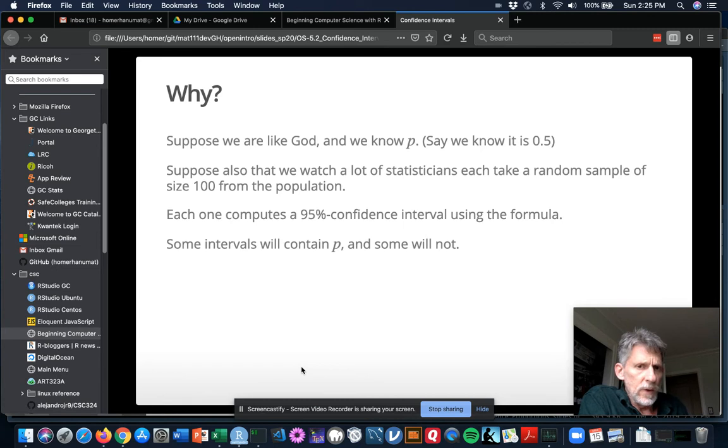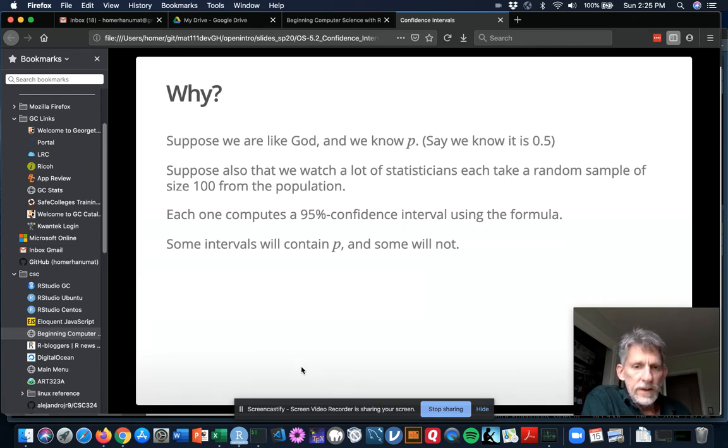I can illustrate why it's so, rather than giving the full mathematical arguments, by having you work with some simulations. So let's just suppose for a minute now that you are really like God and you know everything about this population and you know the population proportion. In fact, let's go ahead and say we know that the population proportion is 0.5. And let's suppose also that we plan to watch a lot of statisticians each take a random sample of size 100 from the population. And we watch each one of them compute a 95% confidence interval using the formula.